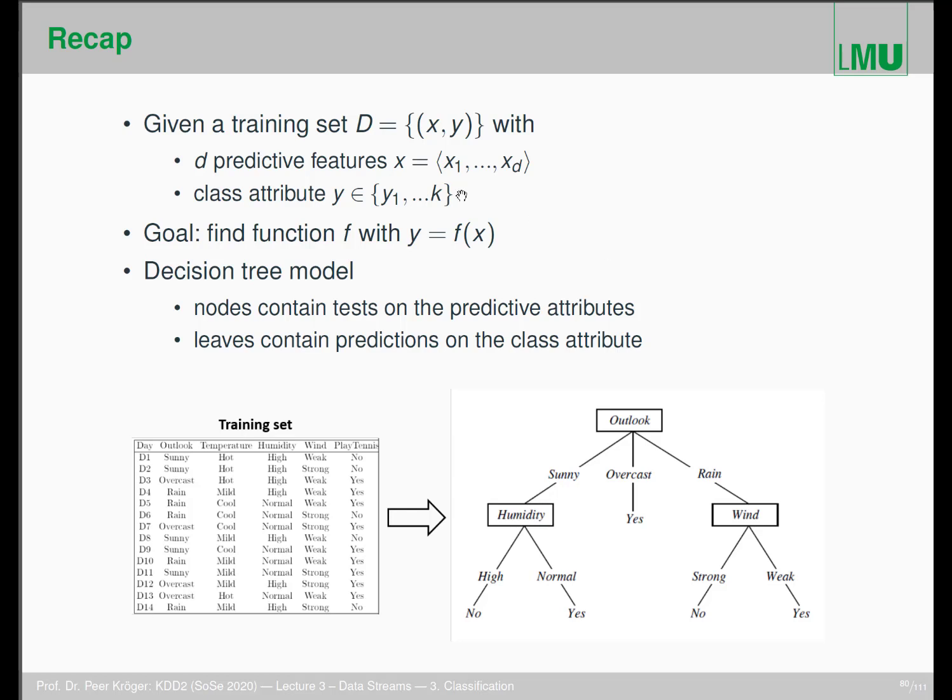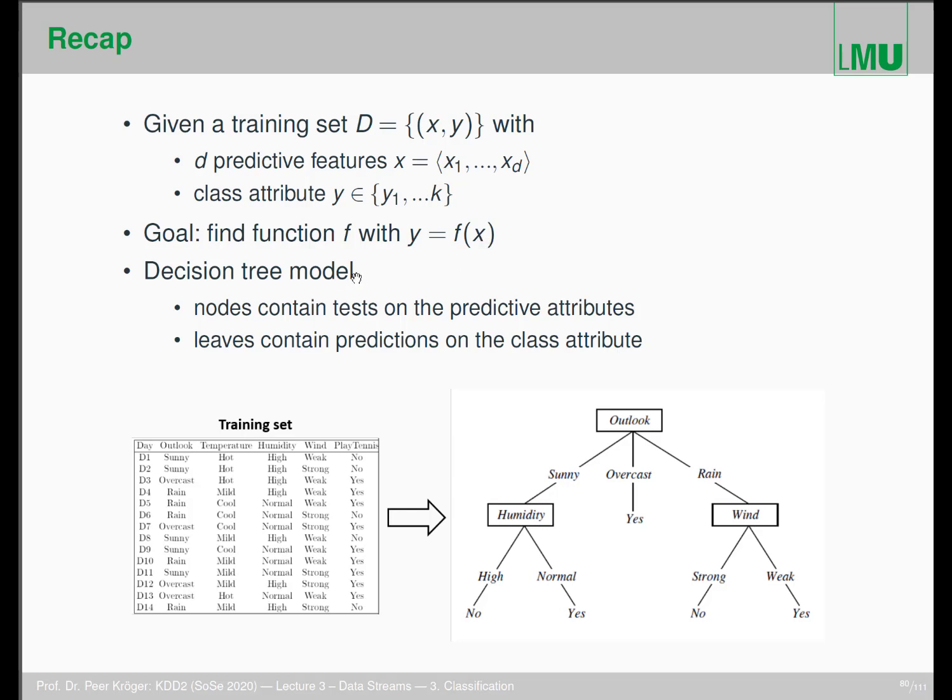So you may recall we have given a training set, of course, of the features, the predictive features, and the class attribute, meaning that we have data observations, data objects with labels, and the goal is to find the function to predict the class label from a given observation. And the decision tree model is very simple.